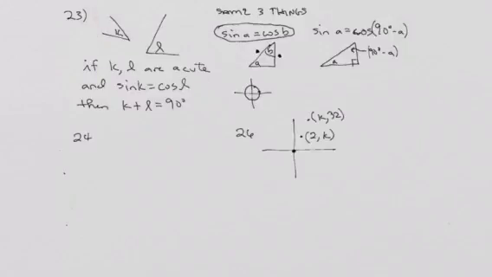I can take two angles, they don't have to look like they belong with each other, but if they're acute, and if the sine of one of those angles equals the cosine of the other angle, then it has to be true that those two angles add up to 90 degrees.